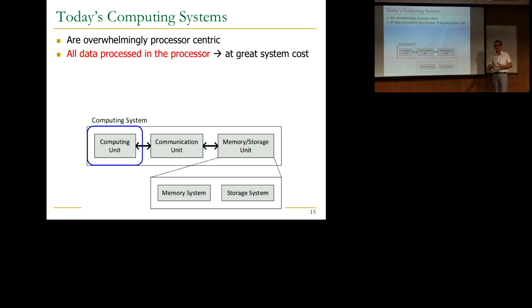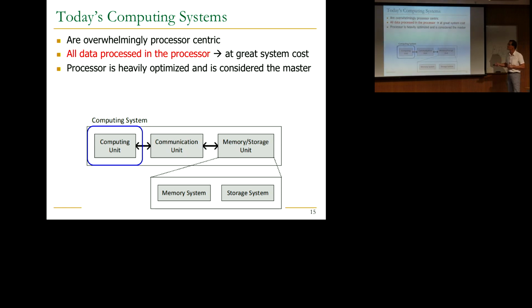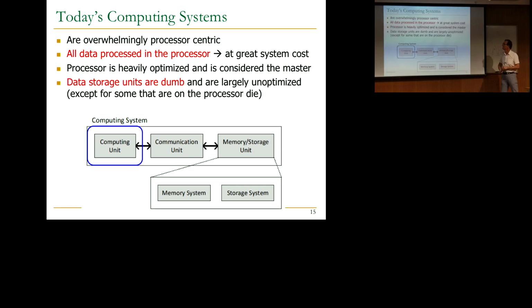Some people say they're not von Neumann, but they're absolutely von Neumann from my perspective. They still obey that sequential execution paradigm, and they still have the memory versus processing paradigm separated from each other. So accelerators are included in the computing unit from my perspective. So all data is processed over here at great system cost. And the processor is heavily optimized and it's considered the master. That's true for the accelerator of choice that you may have, like a video encoding unit. Data storage units are dumb and they're largely unoptimized, except for the ones that are on the processor die. There's been a lot of attention given to the caches, for example.